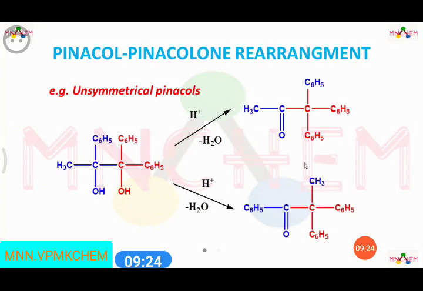This product formation depends on the stability of the carbocation formed in the first step as well as the group migrating in the second step, and because of that only the upper pinacolone, or this ketone, is formed in this rearrangement. The product which is written below is not at all formed.